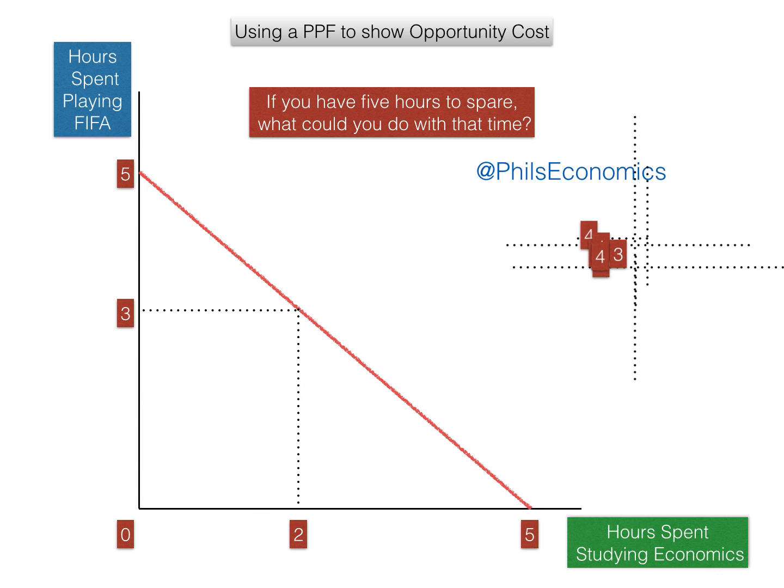We could spend 3 hours playing FIFA. That's represented by the blue arrow. We've chosen to spend 3 hours playing FIFA. As a result, we have 2 hours left for studying economics. Therefore, the opportunity cost, the benefits lost from the next best alternative are 3 hours of studying economics. That's what we've lost as a result of spending 3 hours playing FIFA.